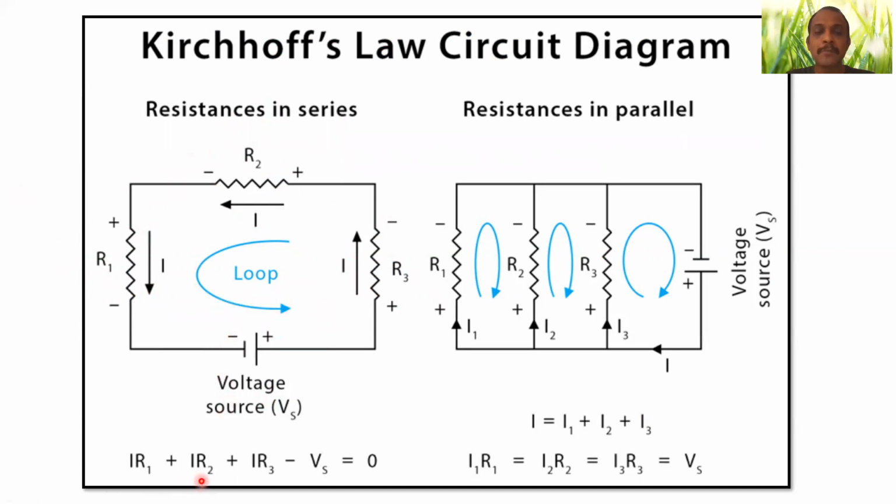So I×R1 + I×R2 + I×R3 - Vs = 0, or Vs = I×R1 + I×R2 + I×R3. So that's how you are going to see here. Here you can see, because it is a series circuit, the current is going to remain the same in this circuit. So this is your Kirchhoff's voltage law being applied.